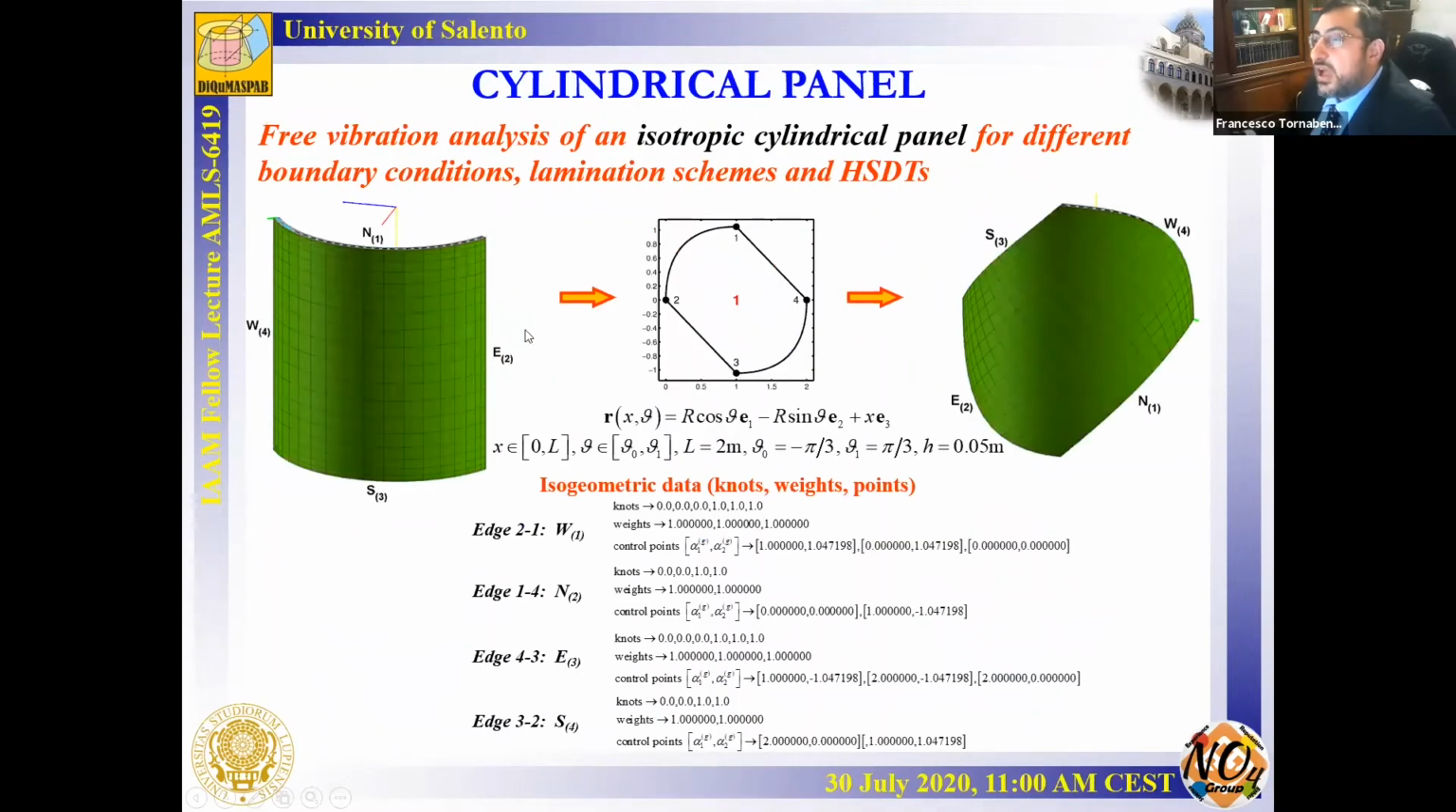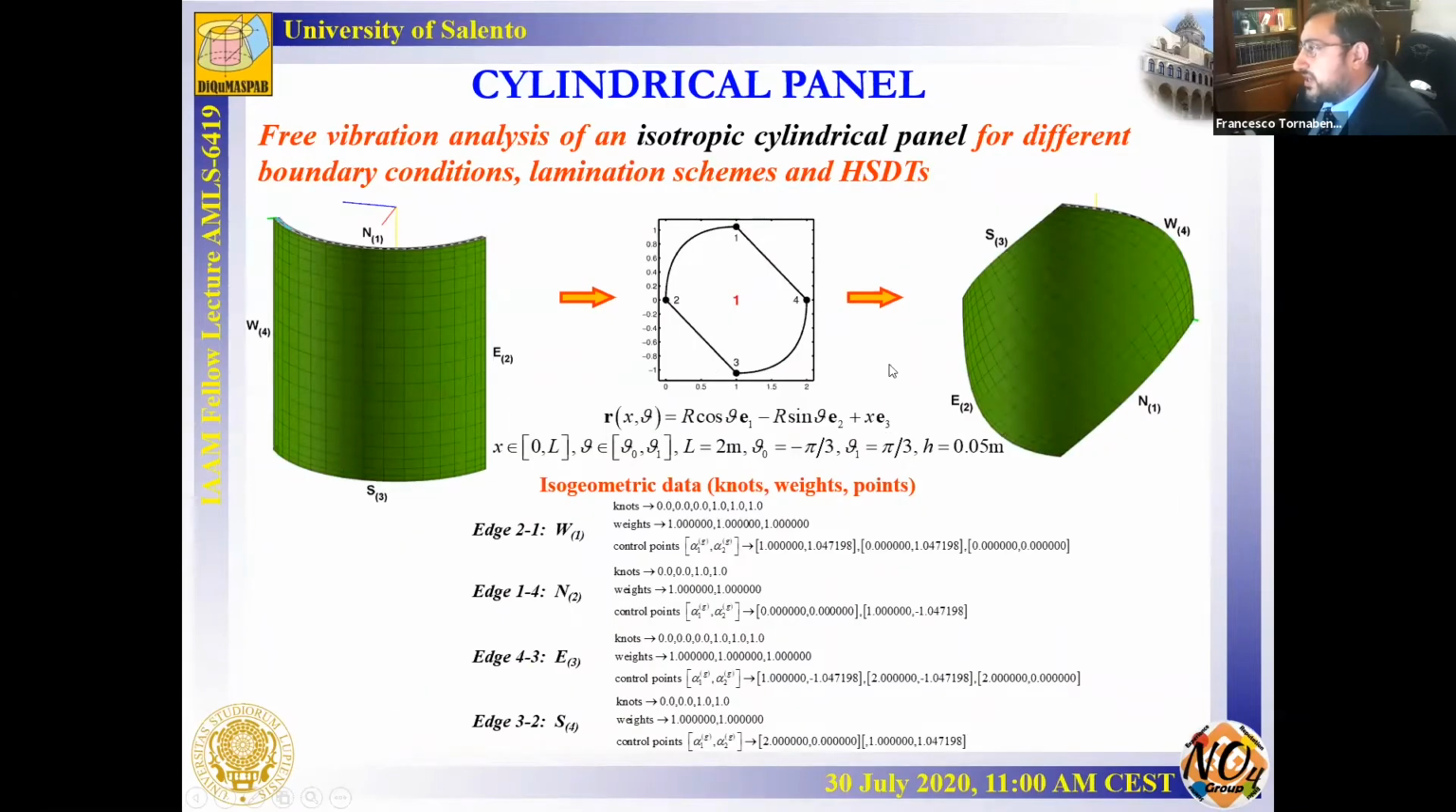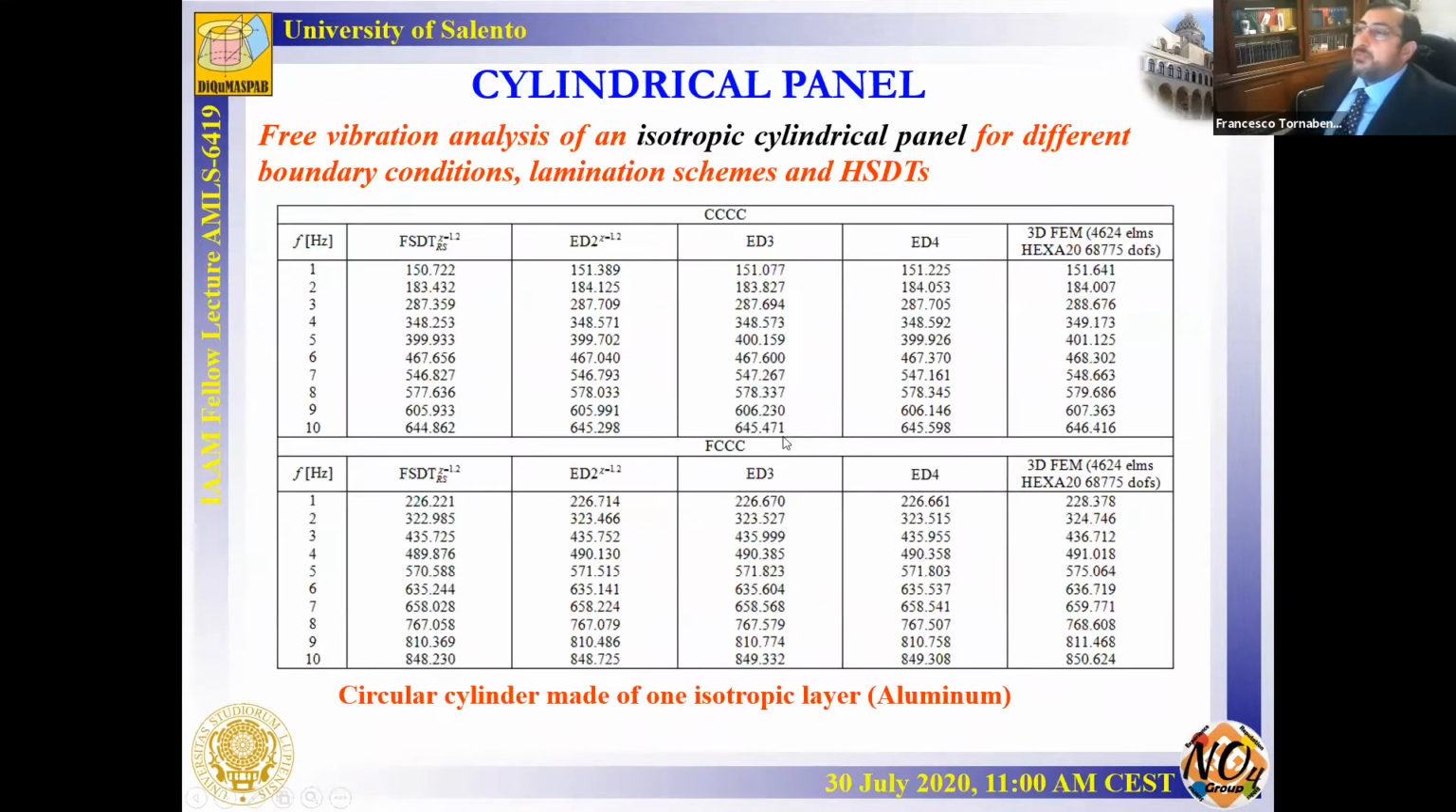But if we want to use a very complicated shape, I have considered in this case a cylindrical panel cut by this generalized shape with 2 curvilinear edges to obtain this complicated geometry. And here I report the results for different higher-order formulations and for different kinds of boundary conditions.